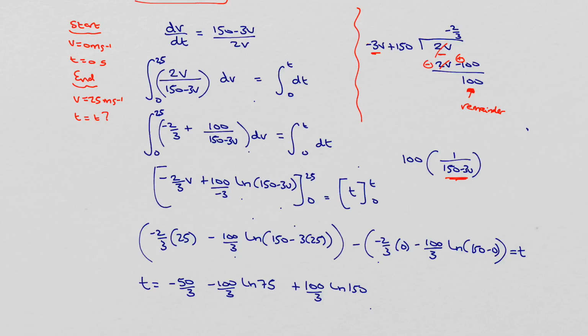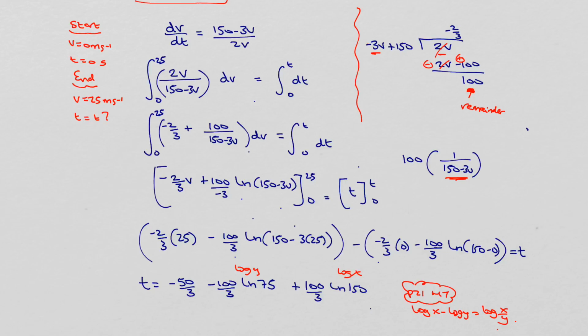Okay, so again we have a bit of our log rules here. Again we're looking at a log minus a log. So this is page 21 in our maths tables for our log rules. So if we have log x minus log y, well then that's log x over y. So here's our log x and here's our log y. So we're subtracting them. So if I go on to the next page, what does that give me? It gives me t is equal to minus 50 over 3 plus 100 over 3 natural log of 150 over 75. And of course you can put all of that into your calculator in one go as well, which then just gives you 6.44 seconds. Okay.